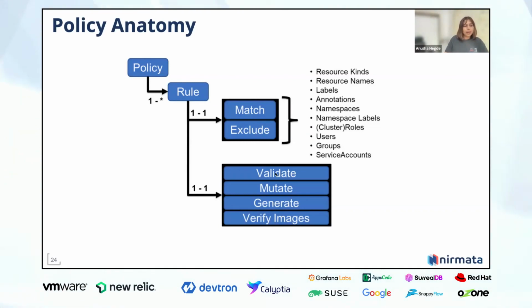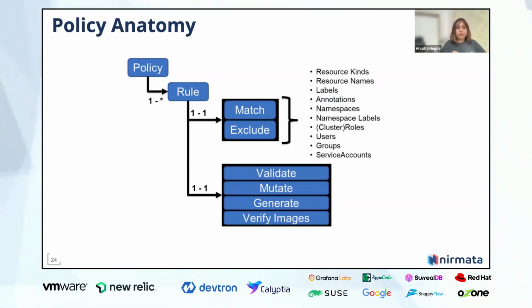There are different rule types: validate, mutate, generate, and verify images. Validate is kind of like a Boolean. We say yes or no, whether this rule passed or failed. If it passes, it'll allow your request. If it fails, it won't.